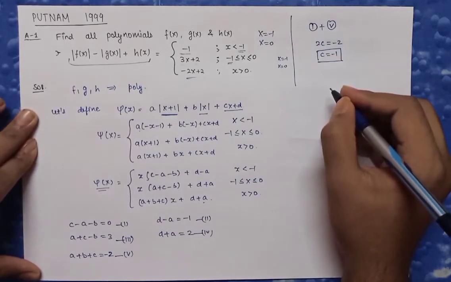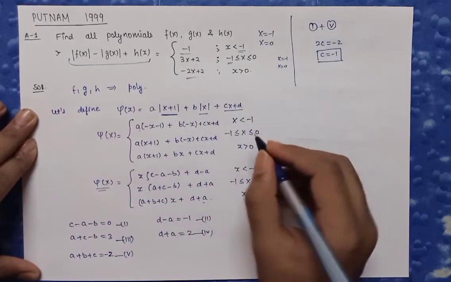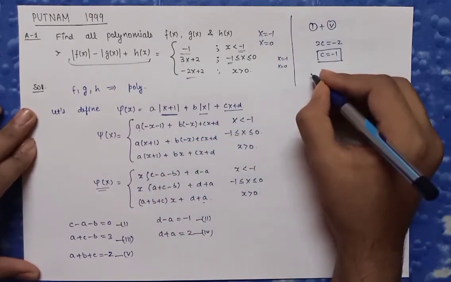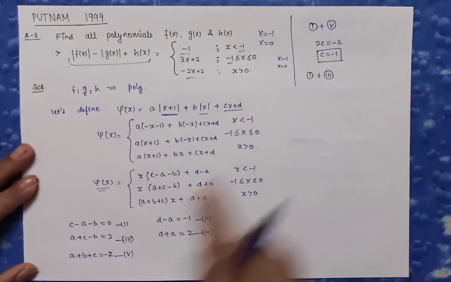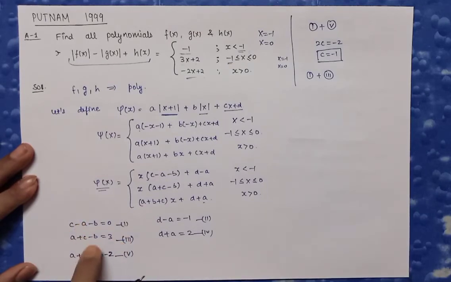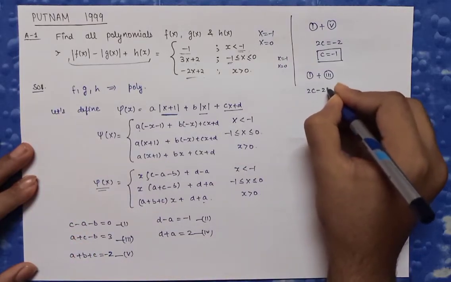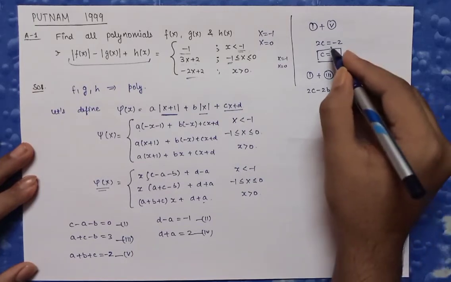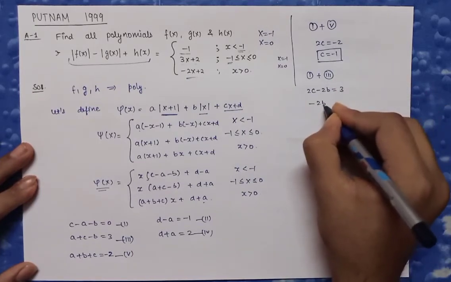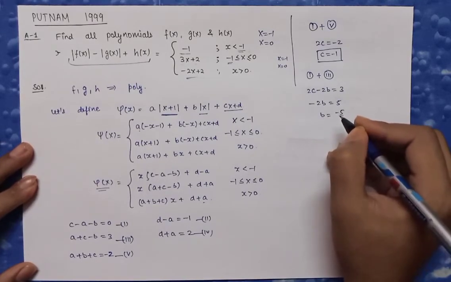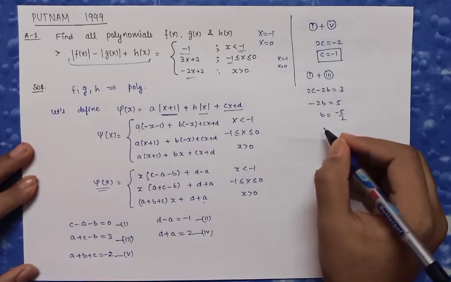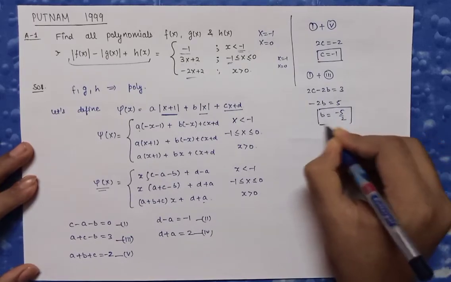In the next step, because I have to find all the values of a, b, c and d, I am going to add 1 and 3. I will add 1 and 3 because a will get cancelled out, and this will be 2c minus 2b equals 3. And c is minus 1, so minus 2b equals 5, which clearly means b equals minus 5 by 2. Now we have got the value of b also.